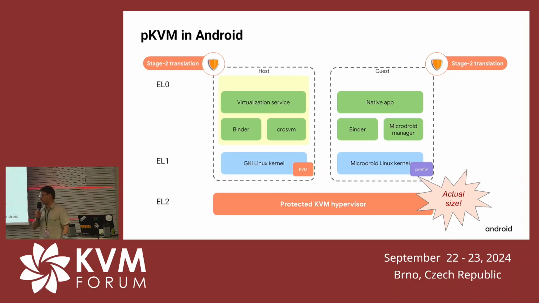So we've stabilized the wire protocol for that. So you can call RPCs inside the guest using Binder. We have the Android GKI Linux kernel, that's the binary I mentioned earlier that we ship, that runs on the host. And then in the guest, we build another kernel from the same sources, which we call the microdroid kernel.